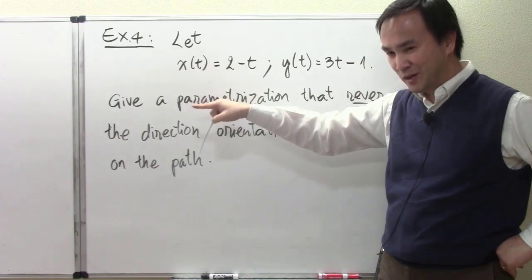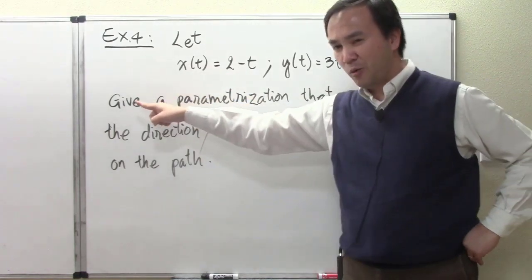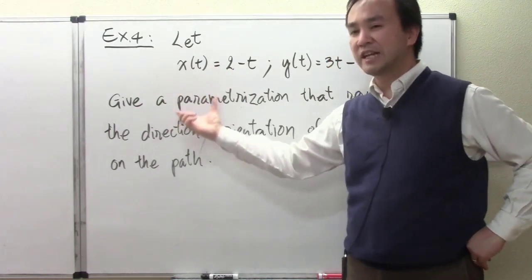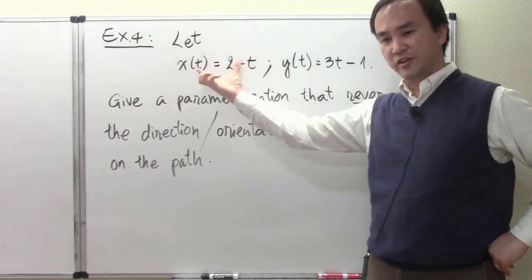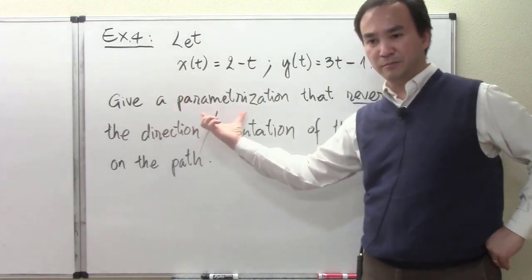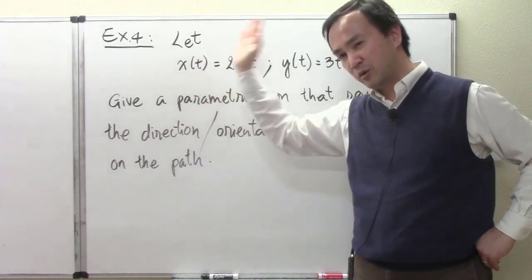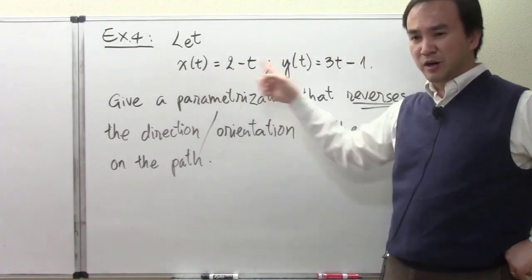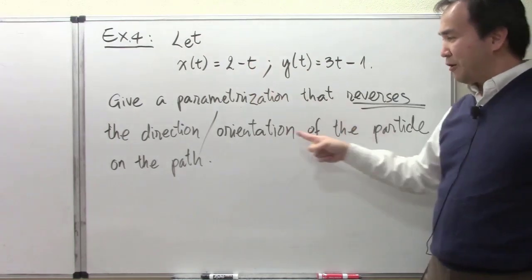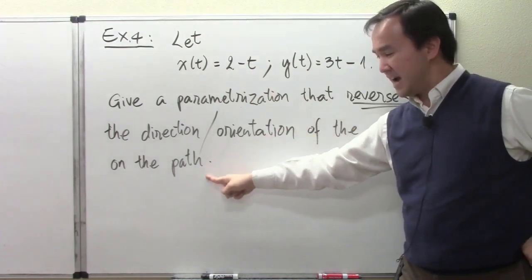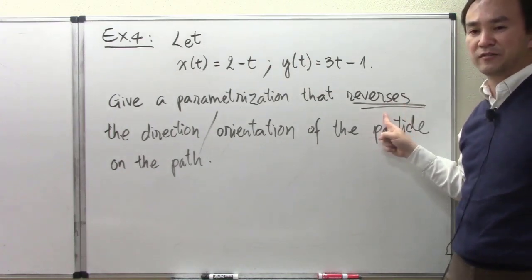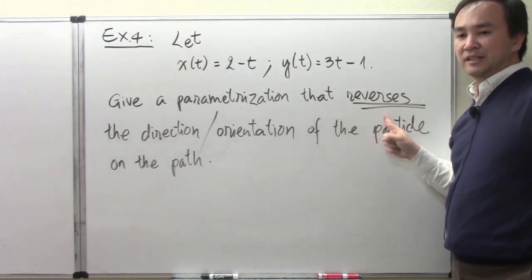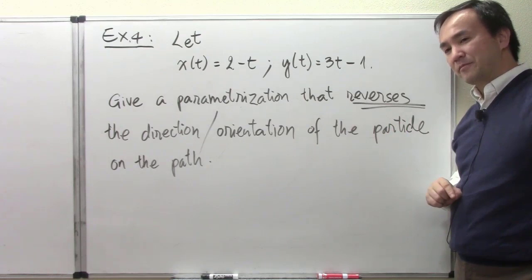So here's how to understand this problem. This problem wants you to give a different parametric expression of this pair, so that on the same path we're going to go in the opposite direction. That's what it means by reversing the direction, or the orientation, of the particle on the path.